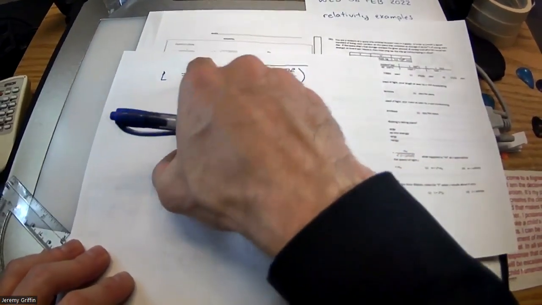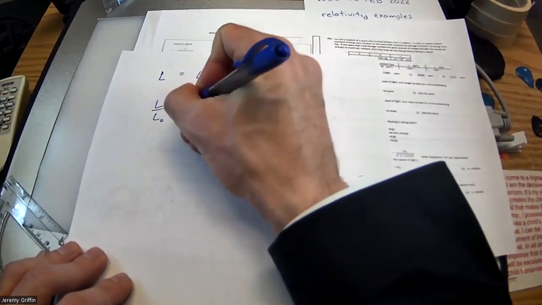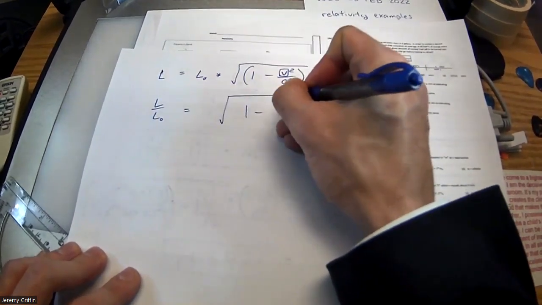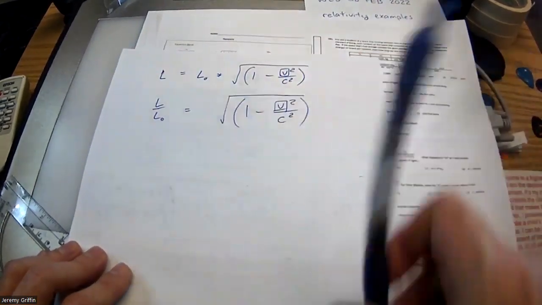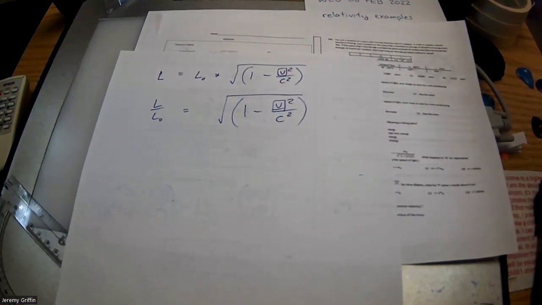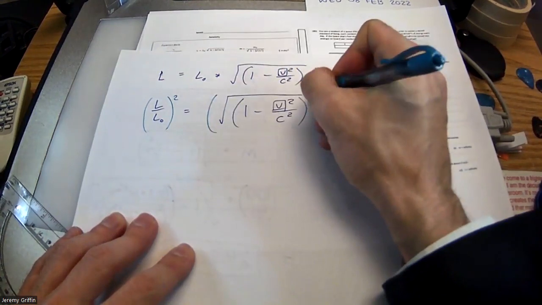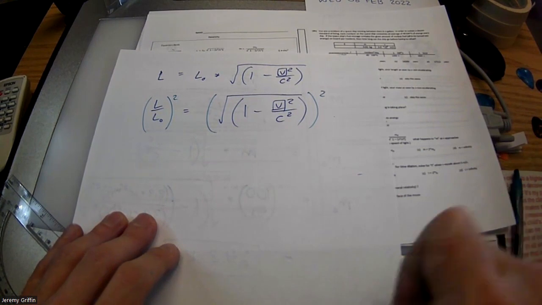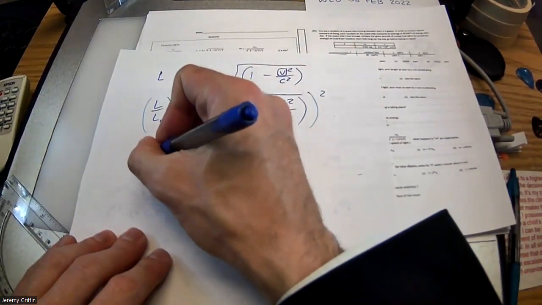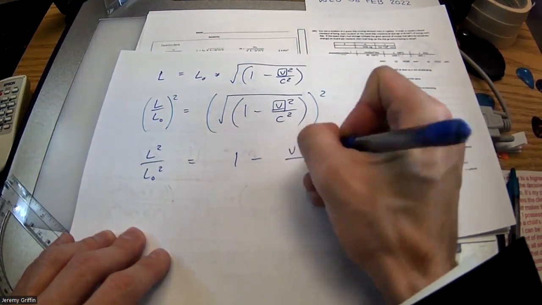First thing I'm going to do is divide down L naught. Divide both sides by the rest length. So L on L naught is equal to the square root. Next thing, maybe I should square both sides. We do that in this blue ink right here. If I square both sides, that would undo the square root. So that would be L squared on L naught squared is equal to 1 minus v squared on c squared.